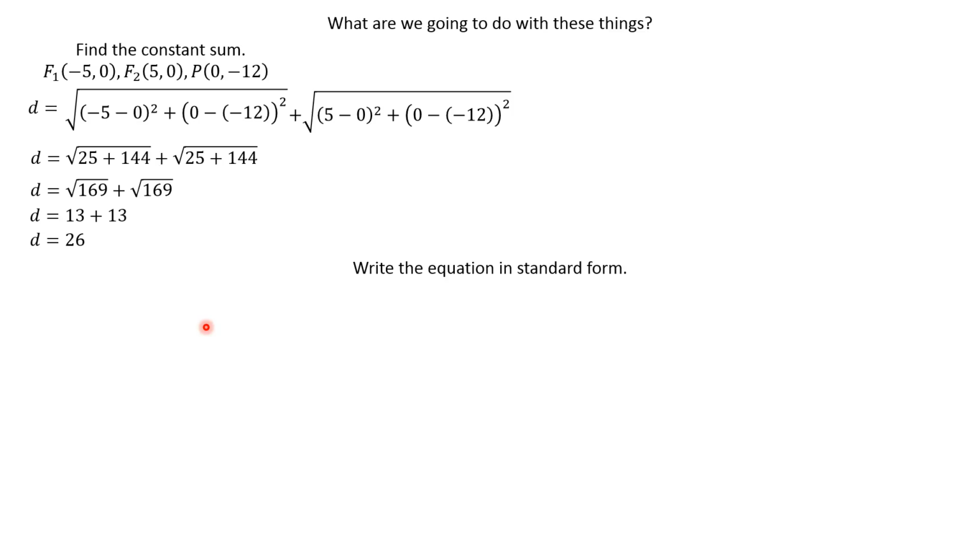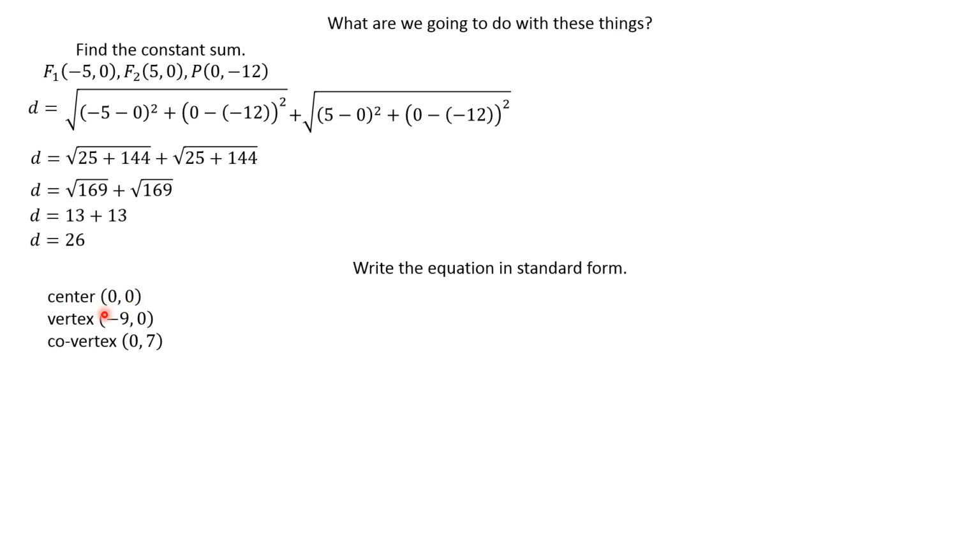Another thing we're going to do, and this is what we're going to do more of, is write the equation in standard form. Finding the constant sum is a fairly minor piece of what we're doing. So given some information, like a center at 0, 0, a vertex at negative 9, 0, and a covertex at 0, 7, we're going to write the equation.